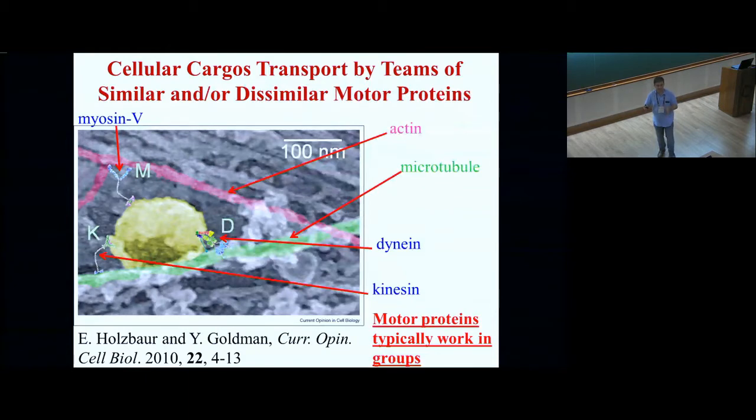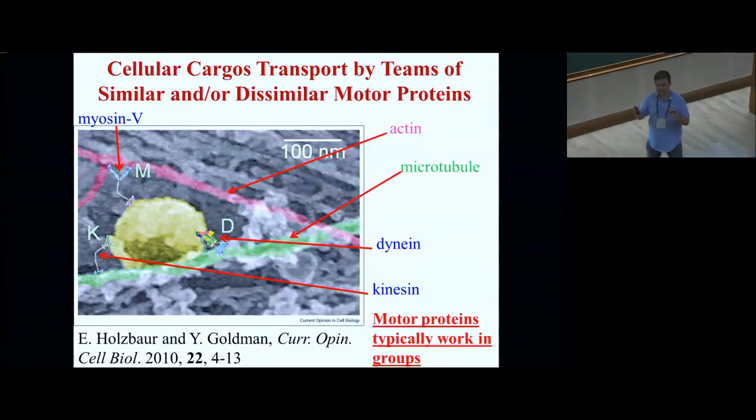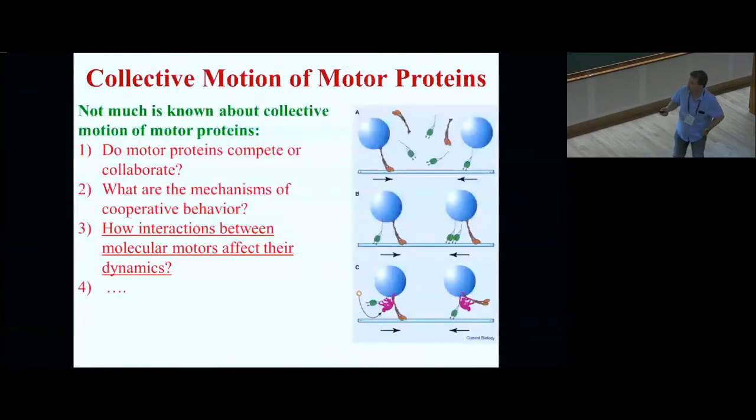Motor proteins typically work in groups. But even if we think that we understand single molecules more or less, collective behavior is much more difficult, because 1 + 1 is not equal to 2 here. It's not additive, it's much more complex. And there are many issues about collective motion of motor proteins. For example, we still don't fully understand: do they cooperate? Do they like each other? Do they not like each other? What is the mechanism of this? Many, many questions here, and there are experts in the audience.